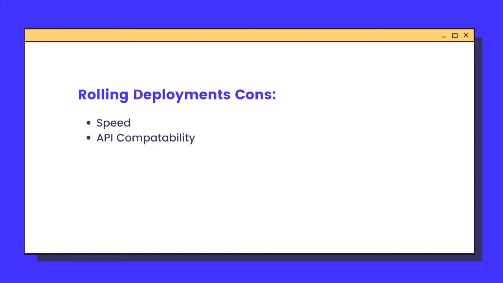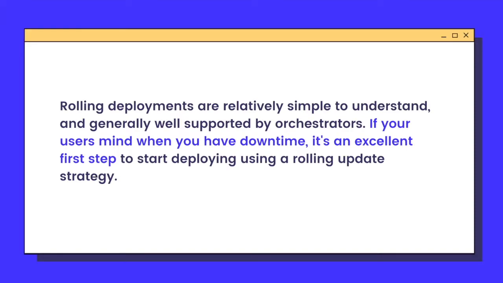This can be mitigated with complicated routing techniques, but it's generally better to make APIs backwards compatible. So make version 2 of the front end be compatible with version 1 of the backend. Rolling deployments are relatively simple to understand and generally well supported. If your users mind when there's downtime, it's an excellent first step to deploy using a rolling deployment strategy.